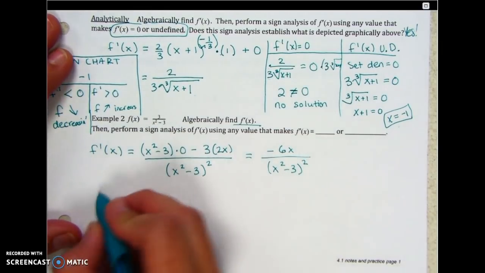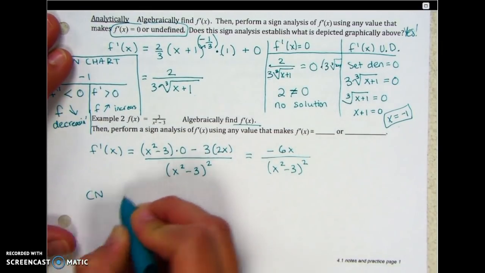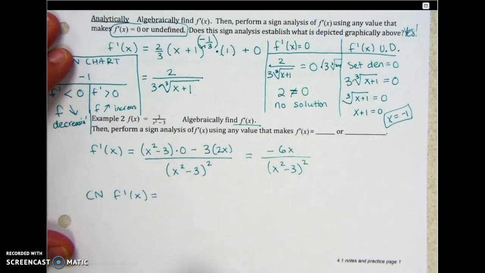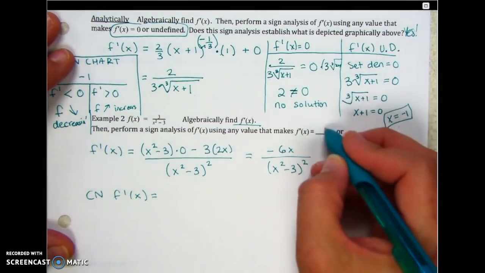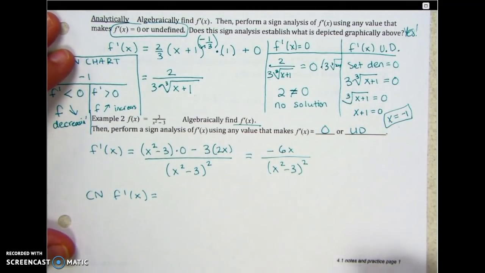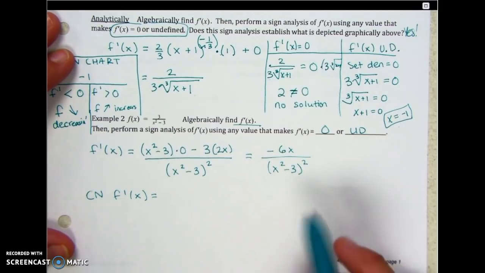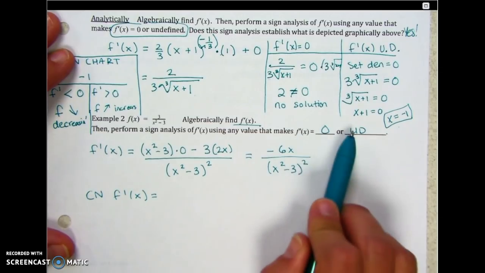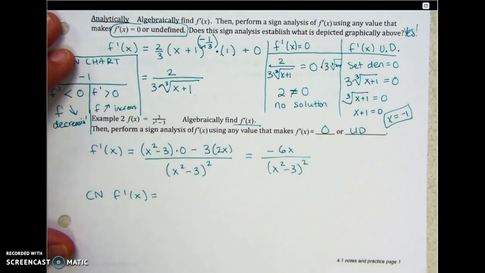Now, to find critical numbers, we need to do two things. What are the two things we have to do? Where the derivative equals 0 or is undefined. Okay? This is a big idea of today's lesson. Set the derivative equal to 0 and find where it's undefined. Ready? Get set.